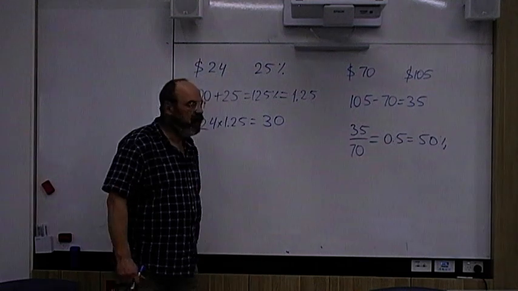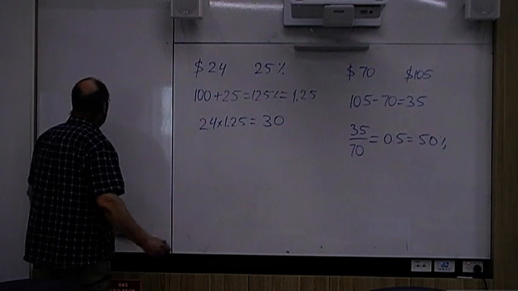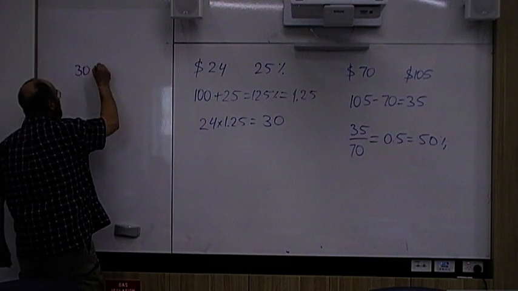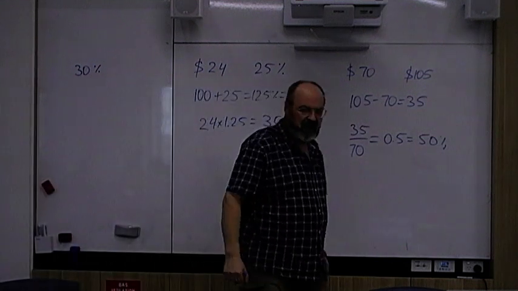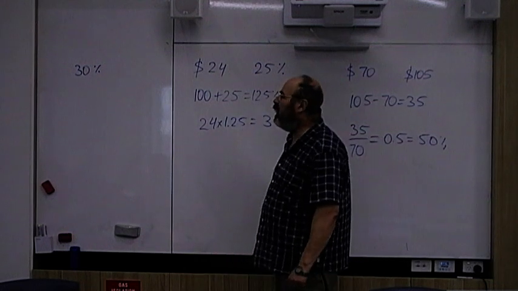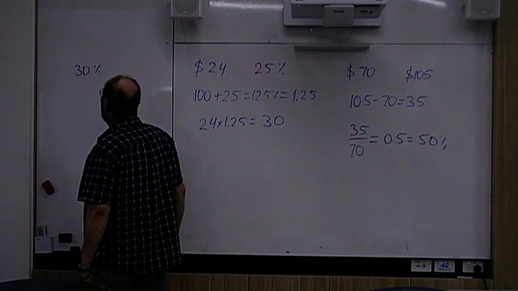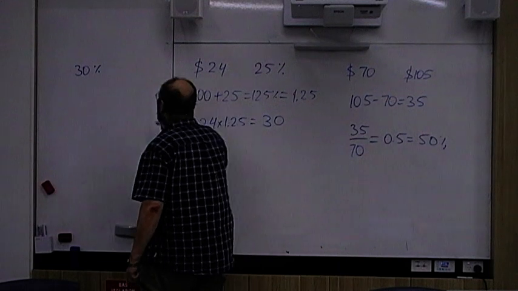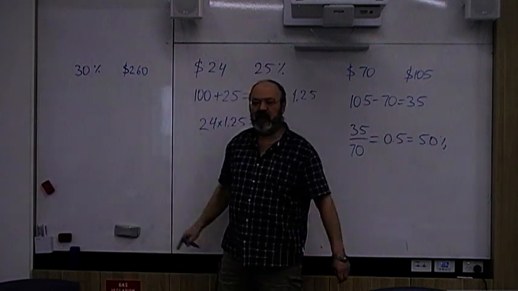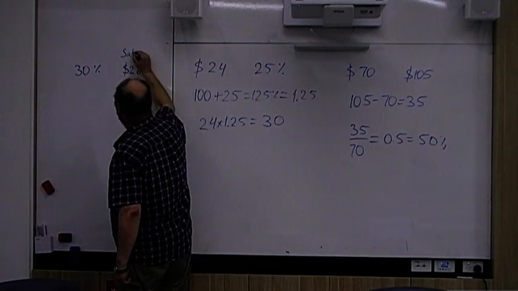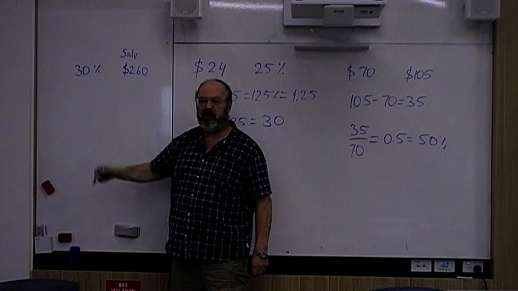Another example: you're selling something after a 30% markup, so your price was increased by 30%, and you're selling it for $260. This is the sale price. What was the purchase price? This is after you added 30%.